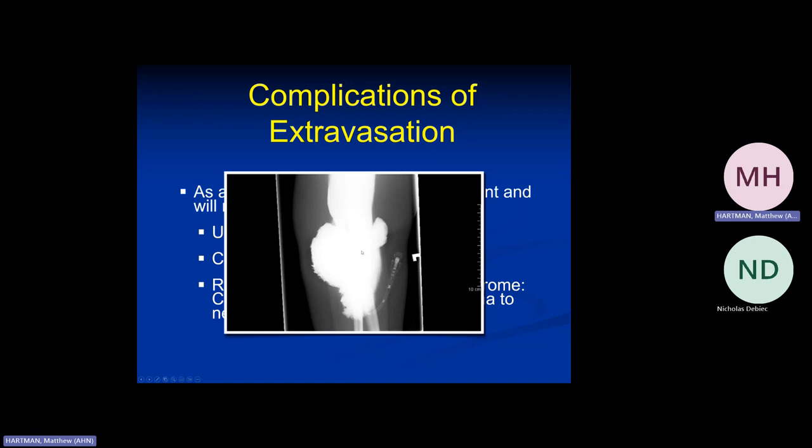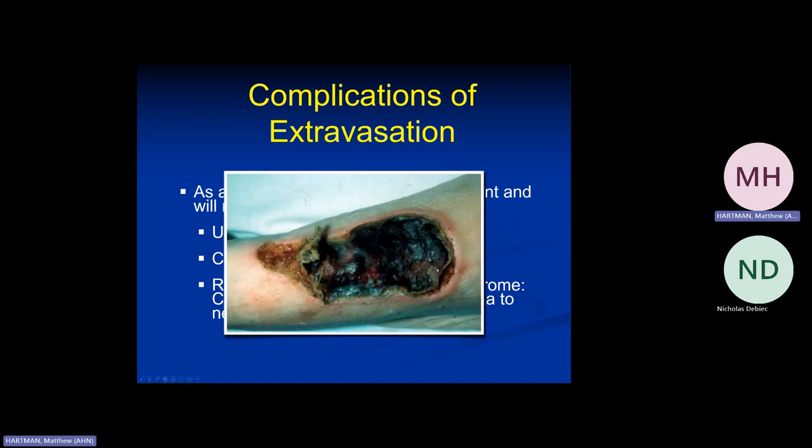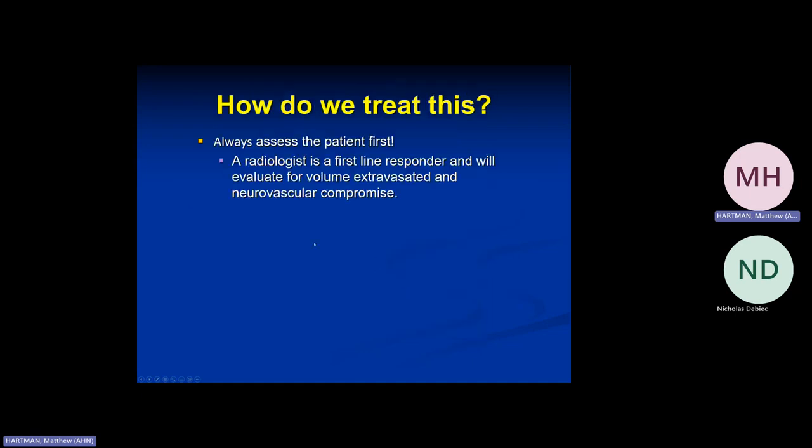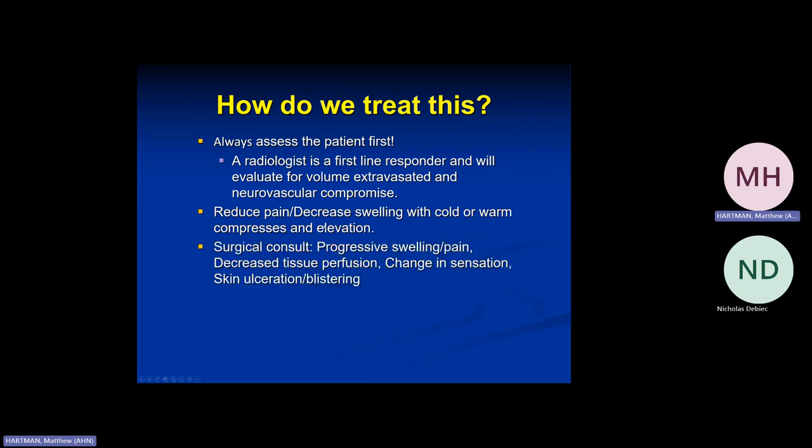Well, it depends on the amount of contrast going in and the patient's risk factors. But what we want to avoid is this, big time ulceration. So we have a definite protocol at our institution. The patient will be assessed by the resident. We're going to document everything, remove the IV, and apply a cold compress. Sometimes we use a warm compress. I haven't seen definitive literature on which one's better. Elevate the arm, do all the simple things. And we'll get a surgical consult if there is any neurovascular compromise.